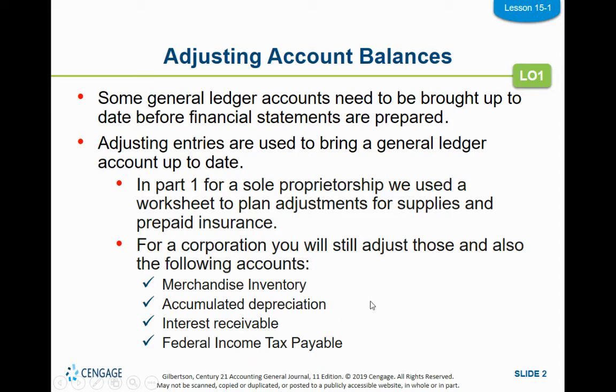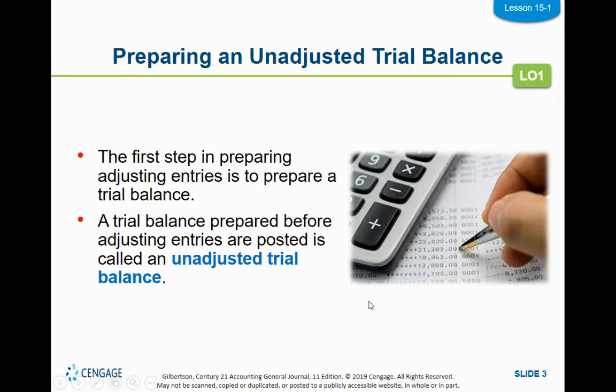The main difference is that when we did part one and we did those adjustments, we did them on a worksheet. So we did our trial balance on the worksheet where we listed all of our accounts and their balances, and then the next columns over where you did your adjustments, and then where you extended them for your financial statements. For a corporation, we are not going to use a worksheet. We are going to do an unadjusted trial balance, which is its own financial statement. Basically the same concepts, just not using the worksheet like we did for proprietorship.